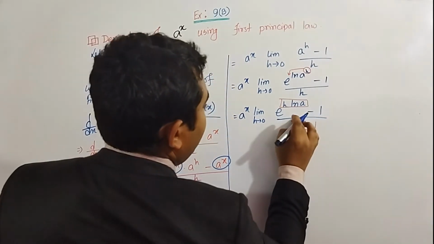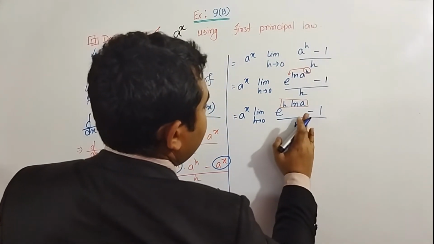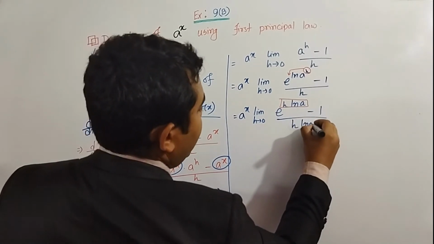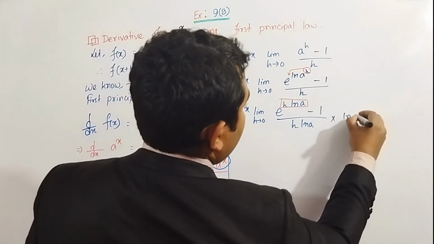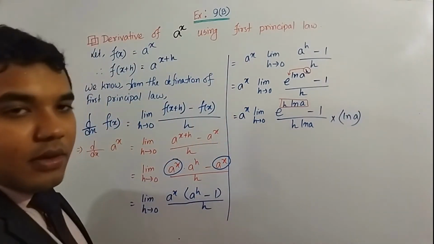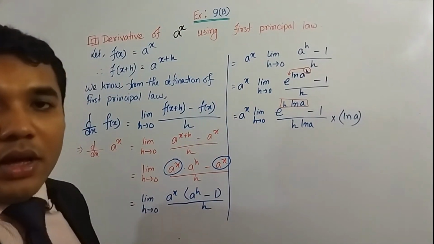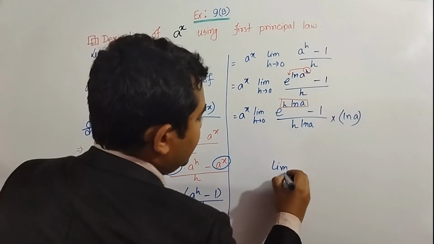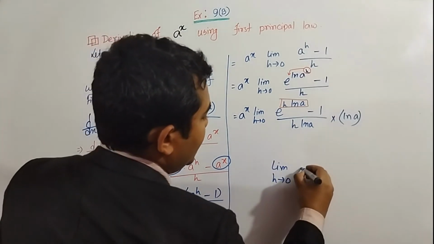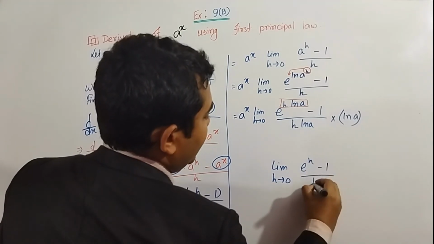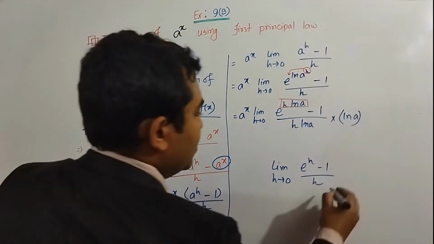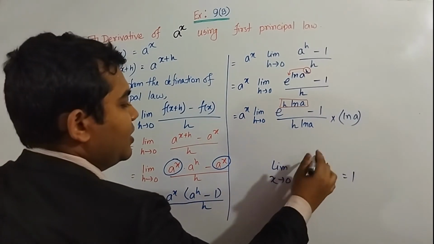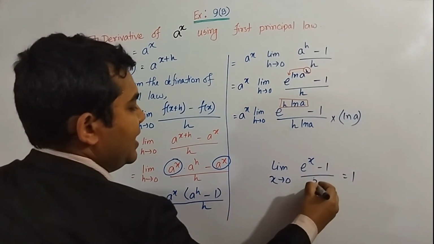So we'll write here h ln a into ln a, because we know a formula. Which formula do we know? We know that limit h tends to 0 of e to the power h minus 1 divided by h is equal to 1. It can also be written as limit x tends to 0 of e to the power x minus 1 by x equals 1.